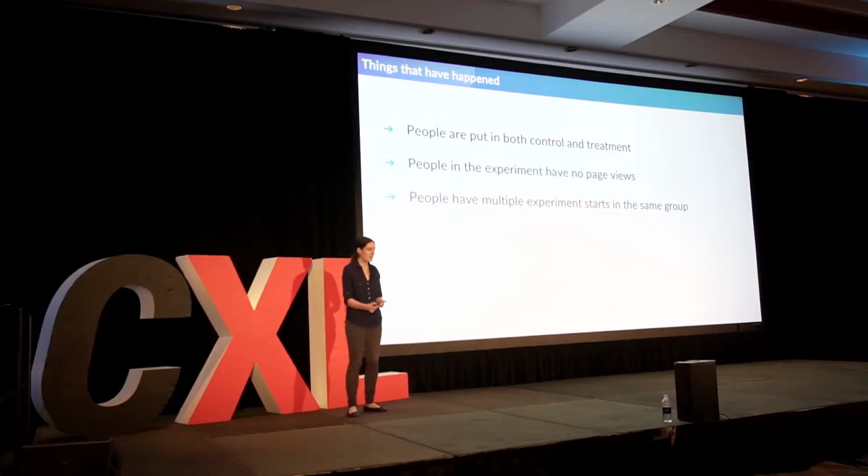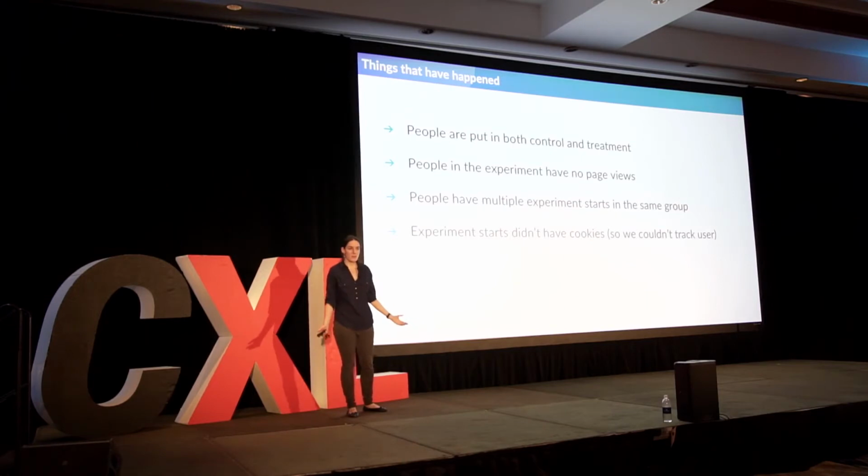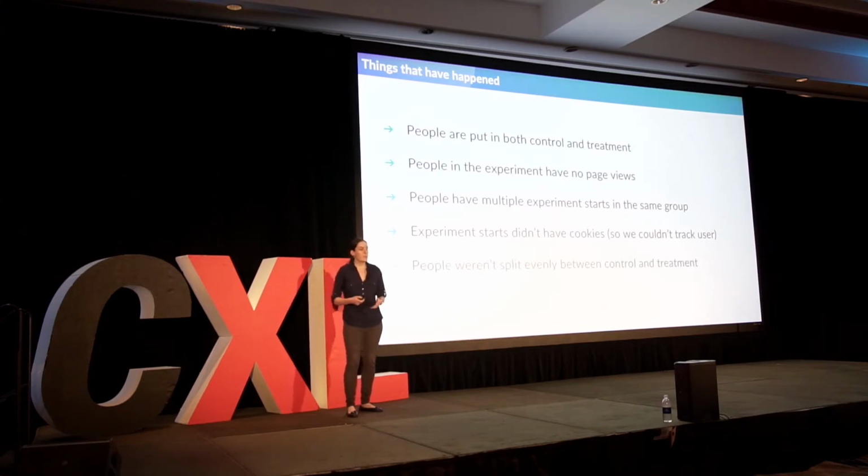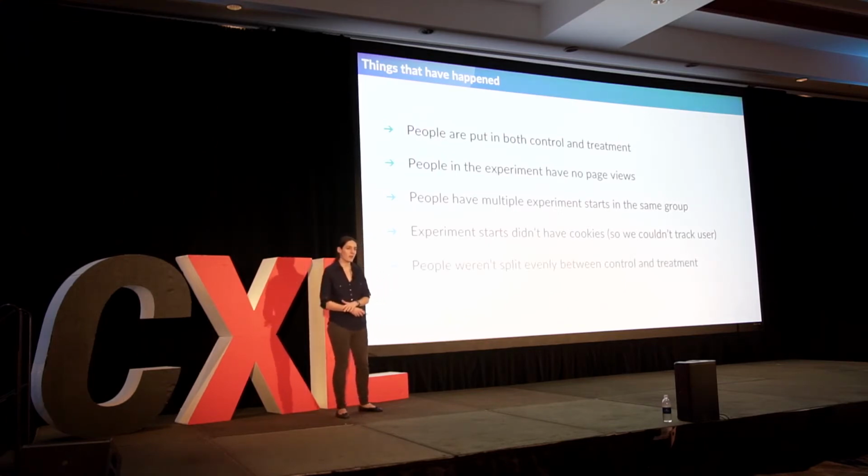People had multiple experiment starts in the same group. They should enter just once, and then we keep following them along, but for some reason, they keep re-triggering the experiment. Experiment starts didn't have cookies. So we had this experiment start that existed, but we had no way to tie that to a user on our site. And people weren't split evenly between the control and treatment. I'm going to talk about this one a little more later.